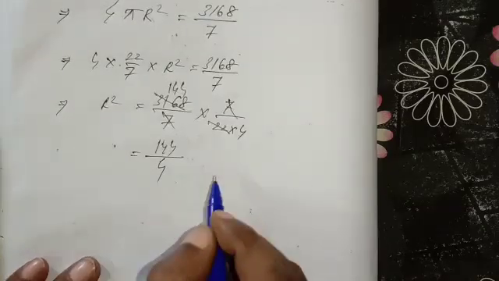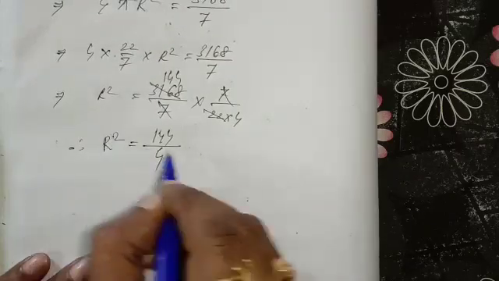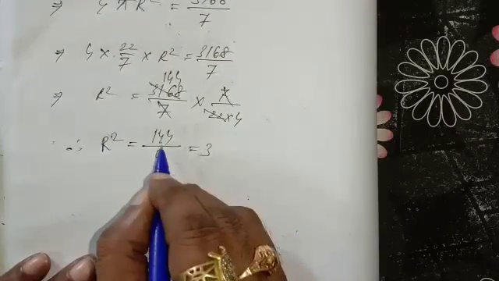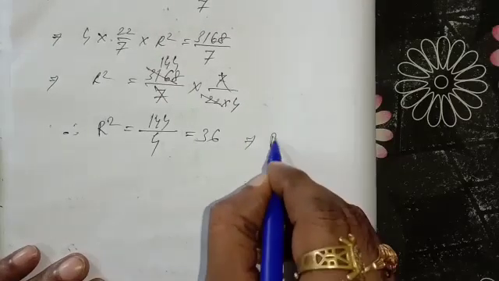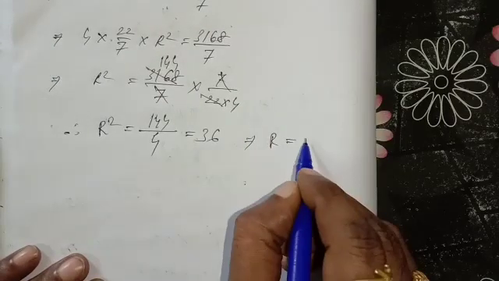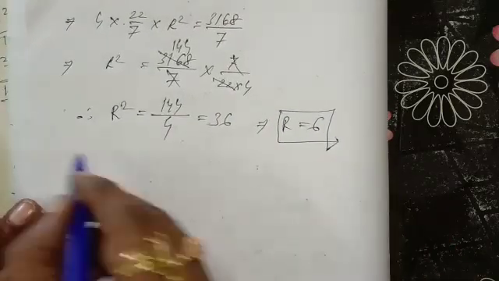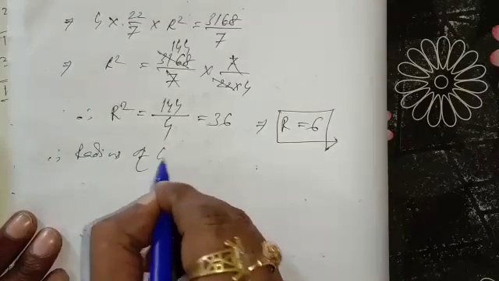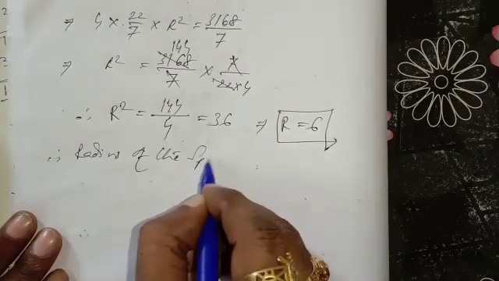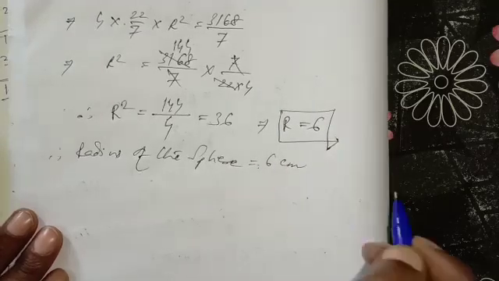Again it will go, yes or no? Therefore r square you are getting 36, since 4 3s are 12 and 4 6s are 24. So this implies r equals the square root of 36, which is 6. Therefore the radius of the sphere is equal to 6 centimeter.